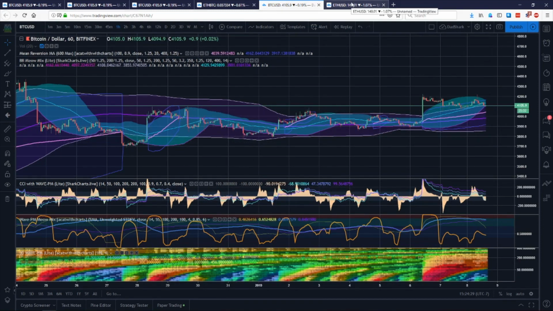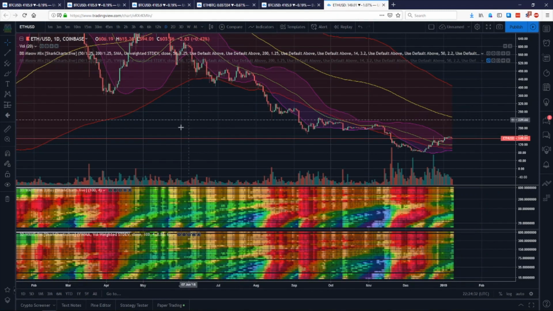So the last part of this video, I want to briefly go over the differences between 3D wave PM Lite and the full version of 3D wave PM. Like our other indicators, the full version of 3D wave PM includes support for multiple moving average types and several different ways to calculate standard deviation. I've got it loaded up here with VWMA and volume-weighted standard deviation.